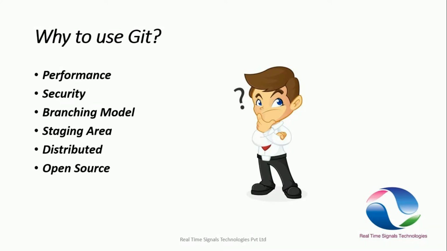4. Staging area. Git has an intermediate stage called the index or staging area, where commits can be formatted and modified before completing the commit. 5. Distributed. Git is distributed in nature. Distributed means that the repository or the complete codebase is mirrored onto the developer's system so that he can work on it locally.